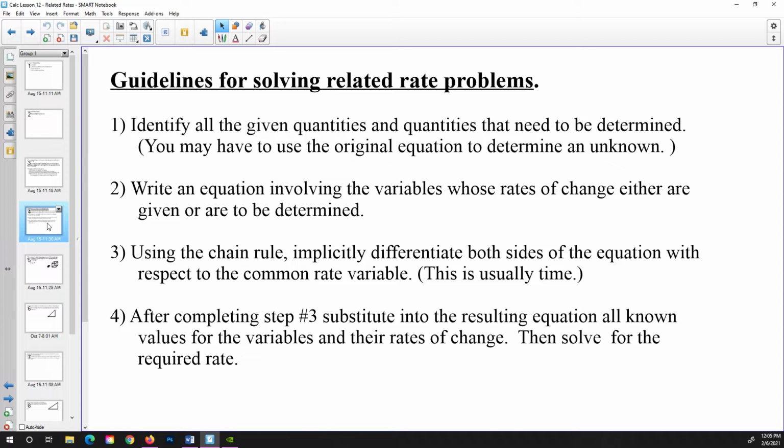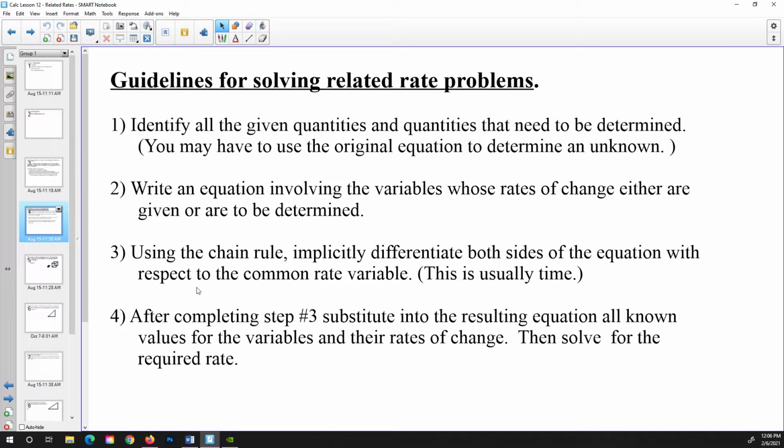First, identify the given quantities and all of the quantities that need to be determined. Sometimes you'll have problems where you may not be given all of the variables, but if you use the equations given to you, you may be able to solve for some unknowns and make the problem easier. Second, write an equation involving the variables whose rates of change are either known or to be determined.